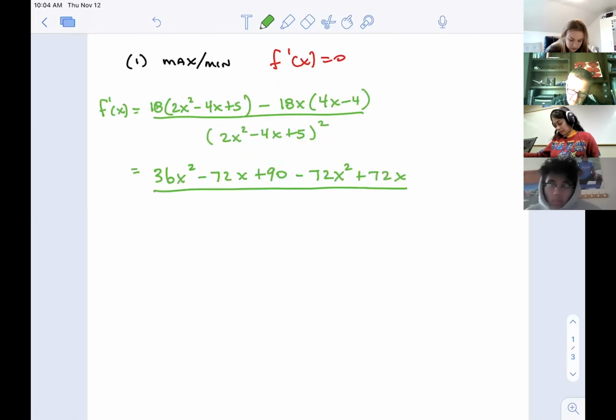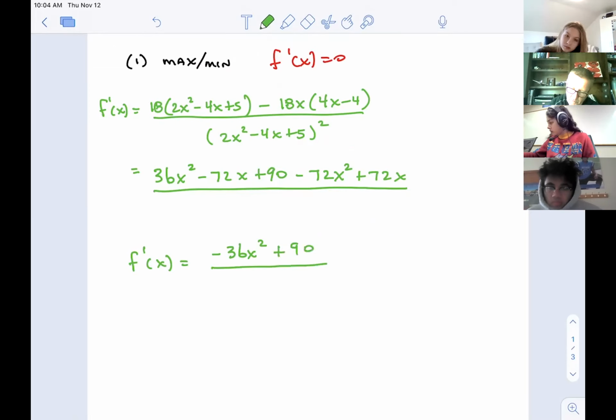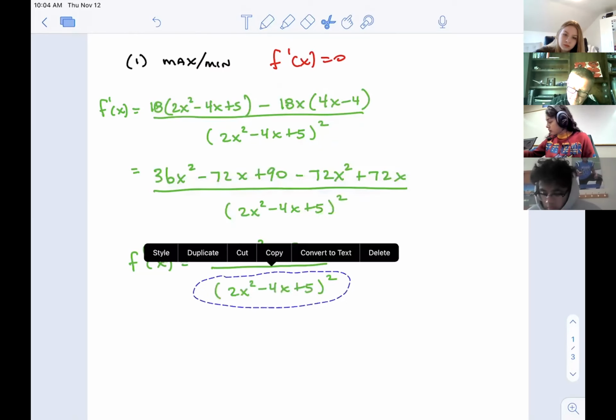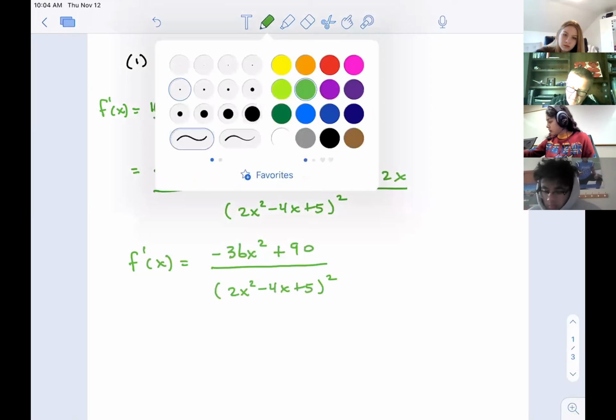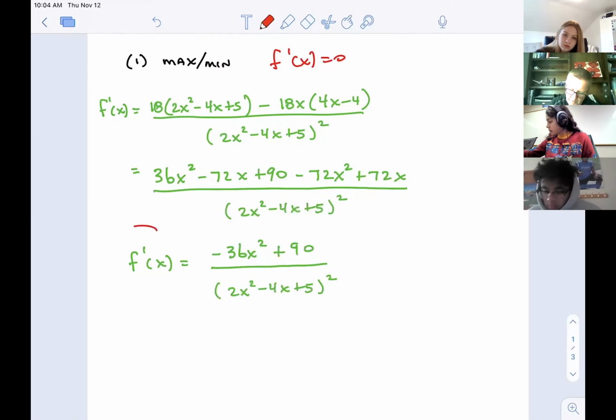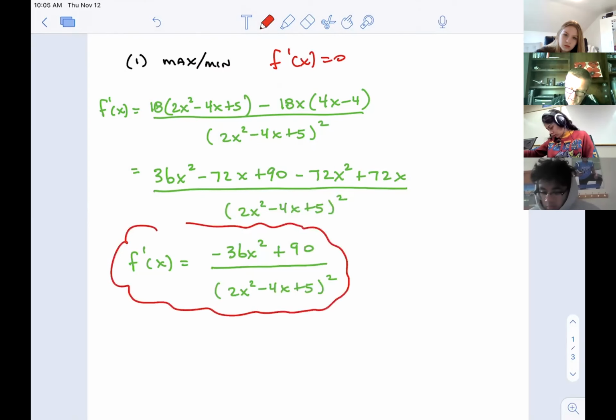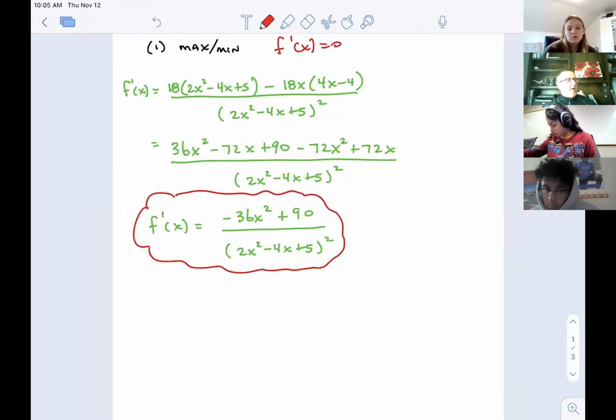All over my denominator. And then finally, this is something I want to make note of and keep track of: 36x squared minus 72x squared is minus 36x squared. And then the 72x's, there's a minus and a plus, so they're gone. And so plus 90, all divided by our denominator, which I'm now going to copy. And so this is something I definitely want to keep track of. This is something I want to note on your test. You might want to note that to me as well with some kind of a box or something.